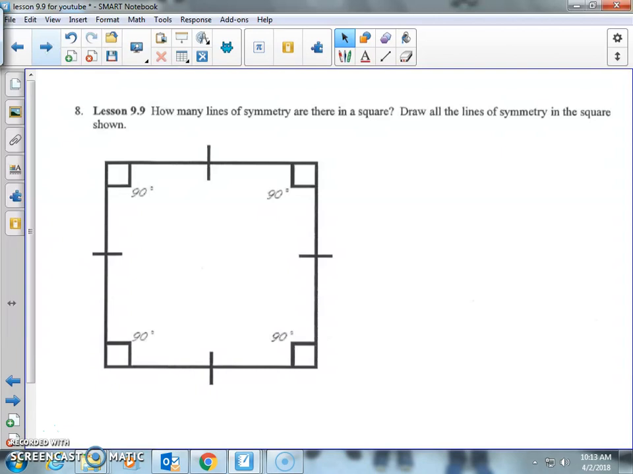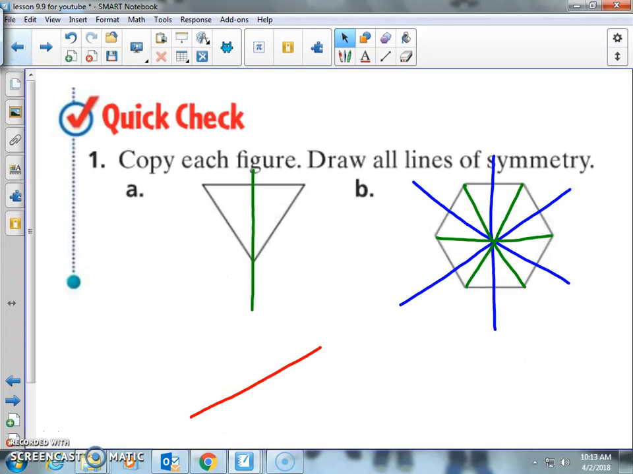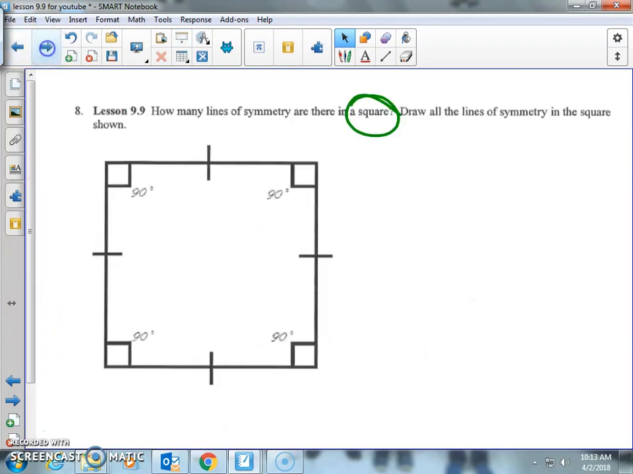So these are some study guide questions. You should try them. If you look at number 8 here, how many lines of symmetry are there in a square? Very key, important word there, square. A square has 4 sides the same, 4 angles all the same. If you think back to what we did way back when we talked about the hexagon, we said if it is a regular shape, all the sides and all the angles are the same, then the number of lines of symmetry has to match the number of sides.